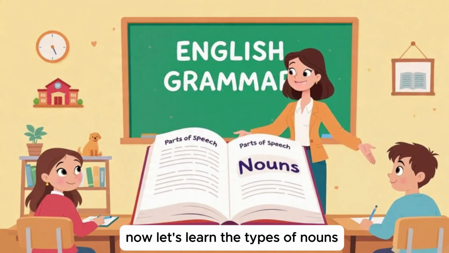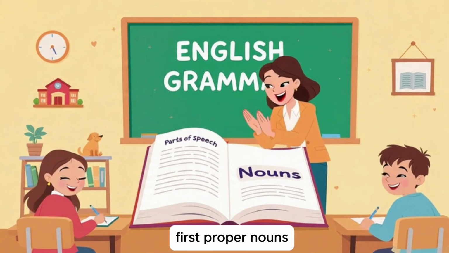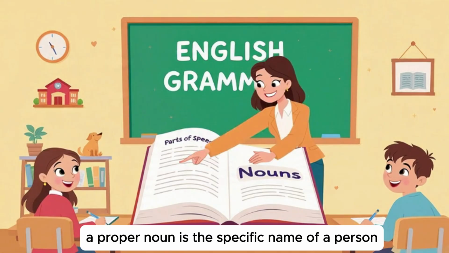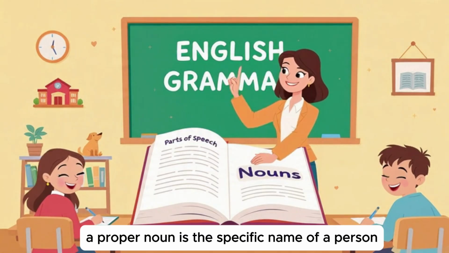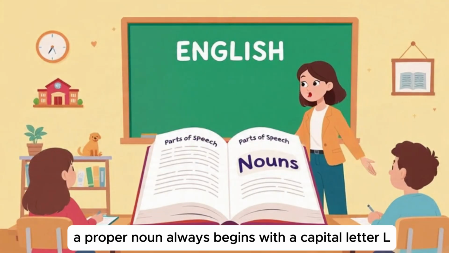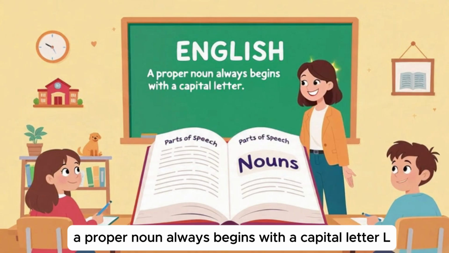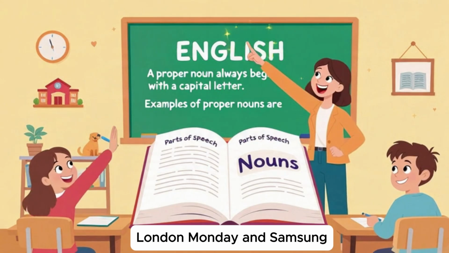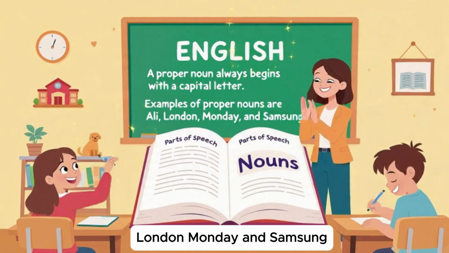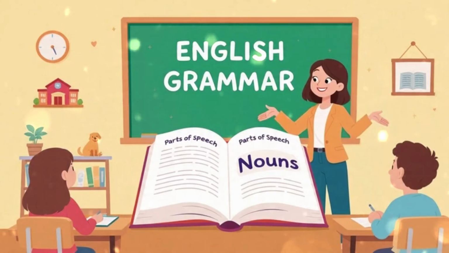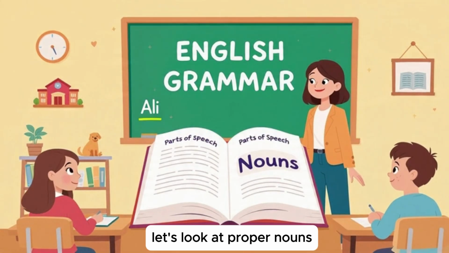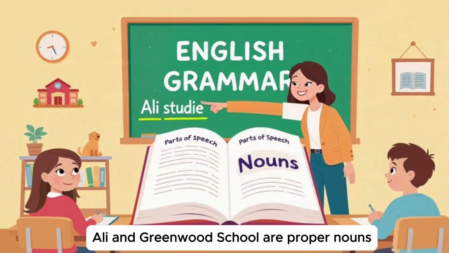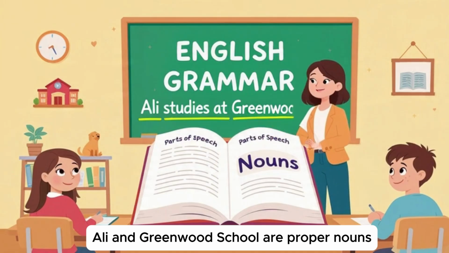Now let's learn the types of nouns. First, proper nouns. A proper noun is the specific name of a person, place, or thing. A proper noun always begins with a capital letter: Ali, London, Monday, and Samsung. Let's look at proper nouns. In this sentence, Ali and Greenwood School are proper nouns.